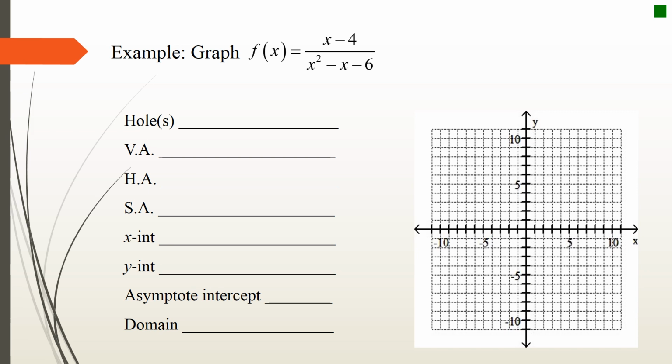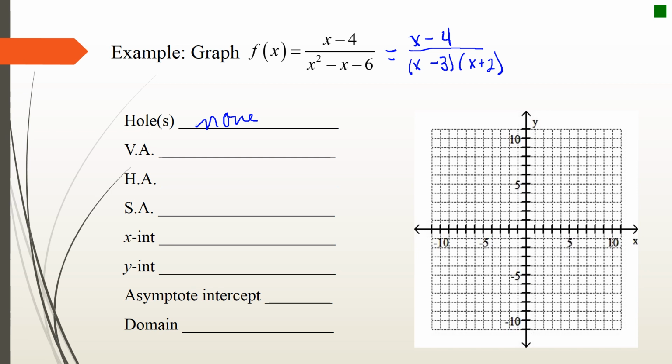We have another function to graph. F of x is equal to x minus 4 in the numerator, and x squared minus x minus 6 in the denominator. X minus 4 is prime, so I'm just going to leave that in the numerator. And I can factor x squared minus x minus 6 into (x minus 3)(x plus 2). There are no factors common in the numerator or the denominator, so we have no holes.